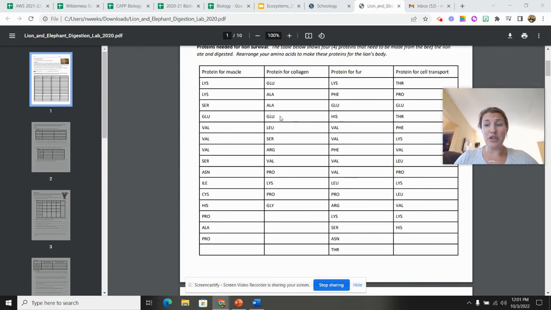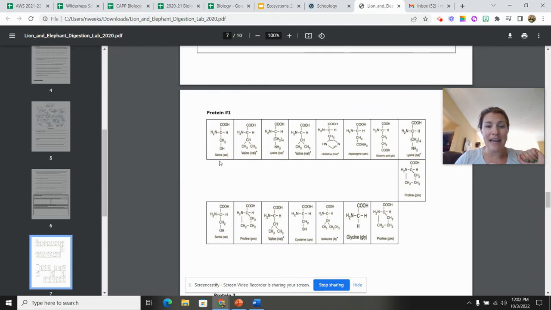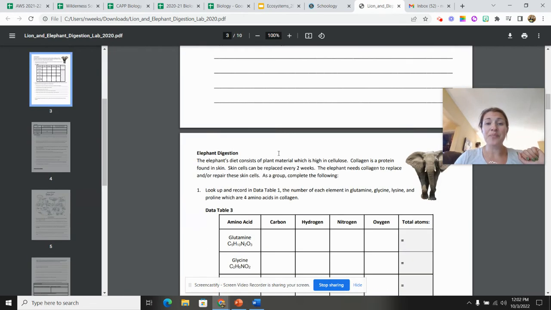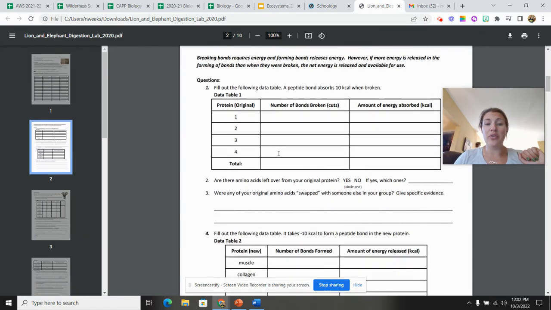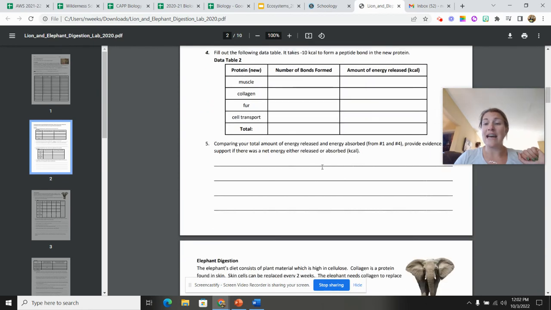Of all those things that you cut up, you digested, you are now going to tape all of these together in a line. For example, if I'm doing my protein for muscle, I need to find the proteins in my pile that I just cut apart that say LYS, LYS, SER, and I'm going to tape them together in a single line. If we look down at these again, we can see these little abbreviations on there. And with your group, you are going to go through and fill out all of the information on this next page.